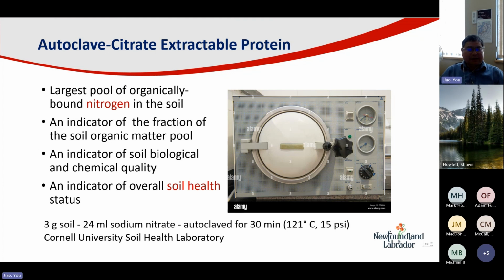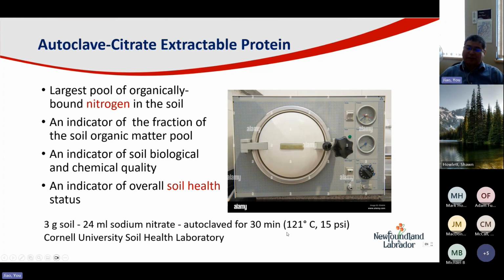For the measurement, this is the method developed by Cornell University's Soil Health Laboratory. They use 3 grams of soil put in 24 ml sodium nitrate and autoclaved for 30 minutes at 121 degrees under 15 psi pressure. So this is the number I put here.